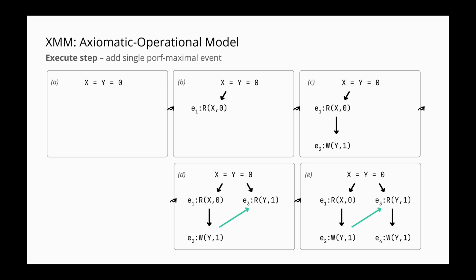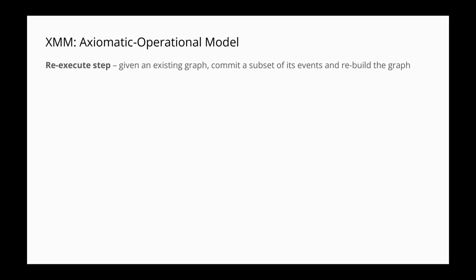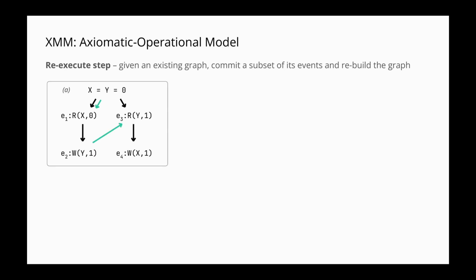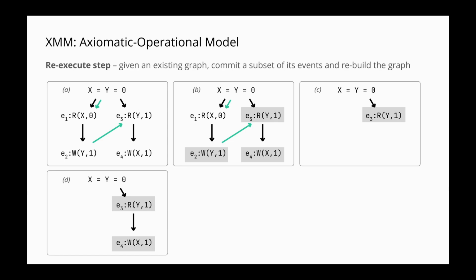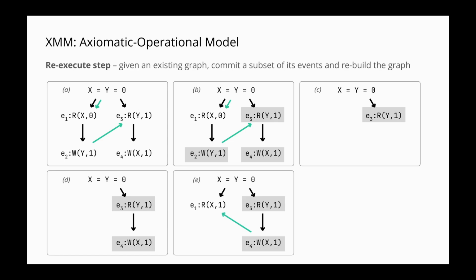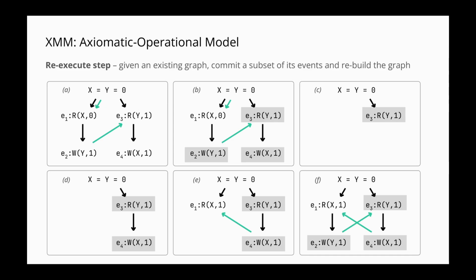This is why we need another rule. The out-of-order re-execution rule enables creation of cyclic graphs. It works as follows. Given an already constructed graph, it selects a subset of committed events of this graph, and then it rebuilds the graph while preserving the committed events. Similar to the execute rule, it ensures that the resulting graph remains consistent.